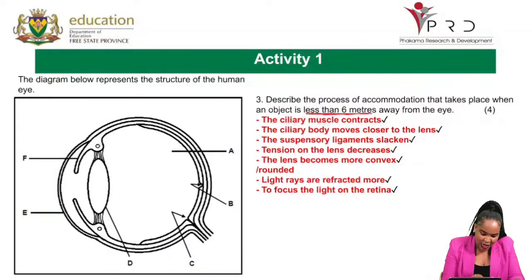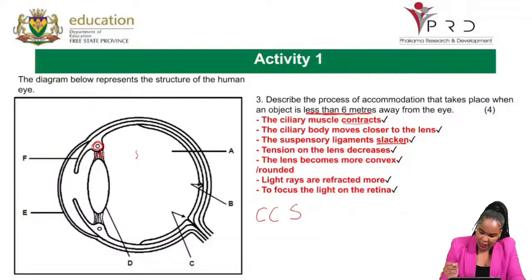The ciliary muscles, which are these ones, remember I said they always indicate them as circles. The ciliary muscles are going to contract. So you have your first mark. Ciliary muscles are going to contract. Then the ciliary body moves closer to the lens. Okay, there is an additional mark that you can get because this question is always 4 marks. Then the suspensory ligaments are going to slacken. So these ligaments are going to be slackened.